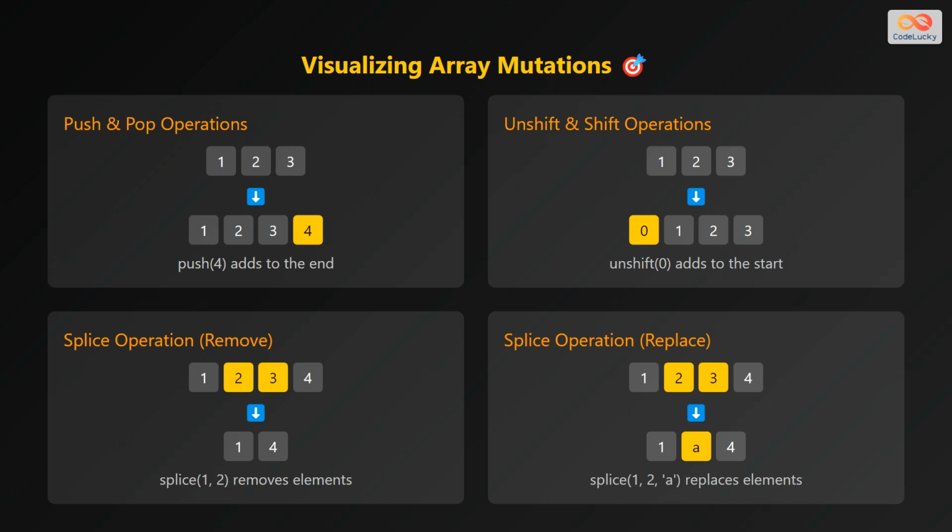Now let's visualize how these mutation methods work. When we push an element, it's added to the end of the array, increasing its length by 1. Unshift works similarly but adds elements at the beginning, shifting all existing elements to the right. The splice method is the most flexible. Here we can see how it can remove elements from the middle and optionally replace them with new ones. Notice how each operation changes the original array structure.